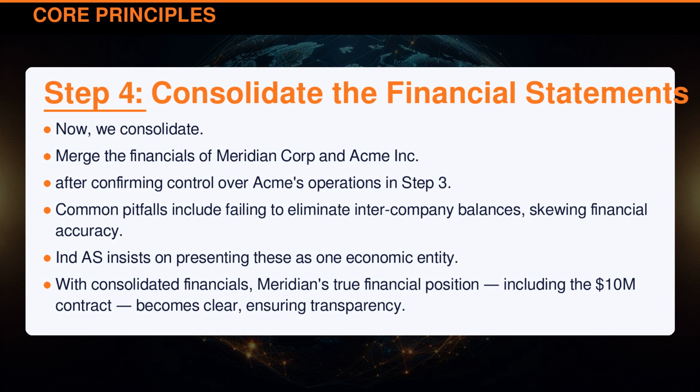Now we consolidate. Merge the financials of Meridian Corporation and Acme Incorporated after confirming control over Acme's operations in Step 3. Common pitfalls include failing to eliminate intercompany balances, skewing financial accuracy. Indian Accounting Standard insists on presenting these as one economic entity. With consolidated financials, Meridian's true financial position, including the $10 million contract, becomes clear.